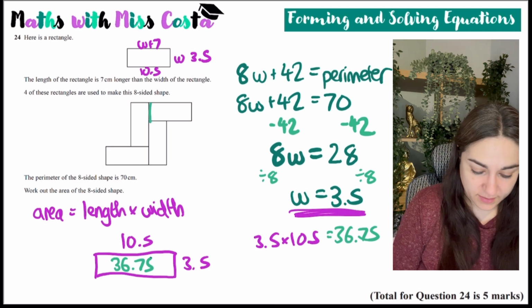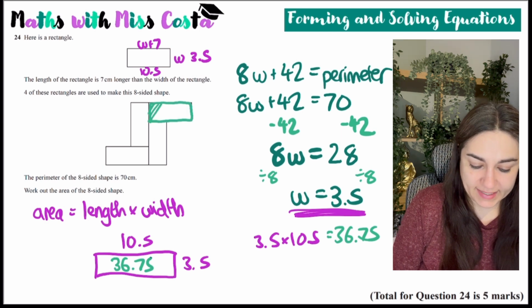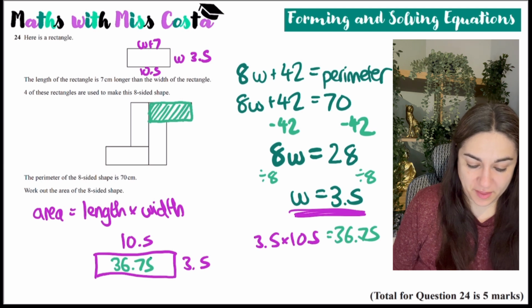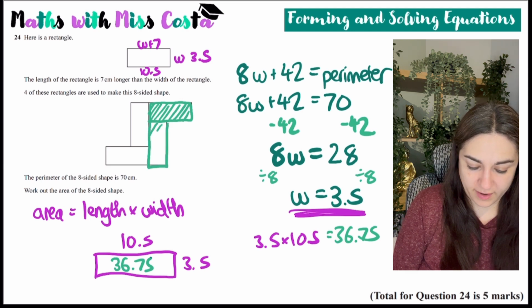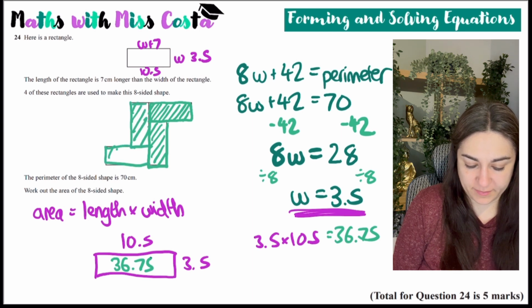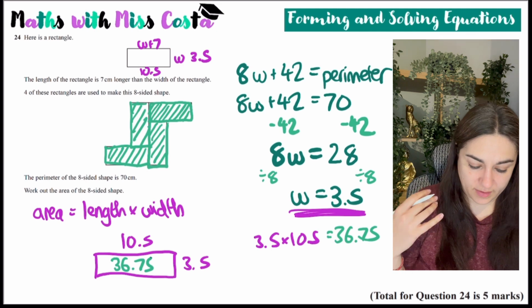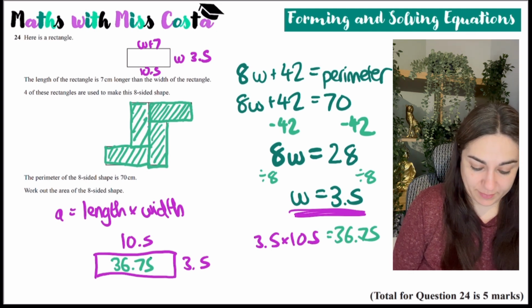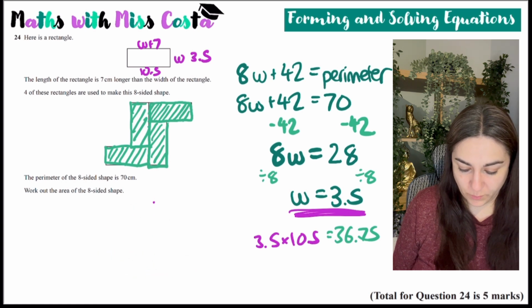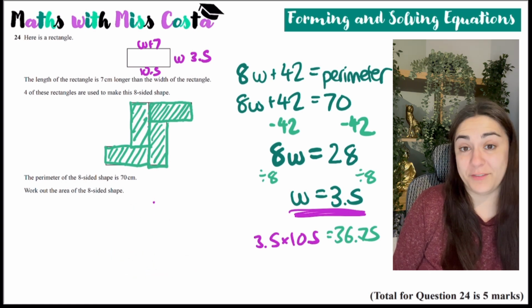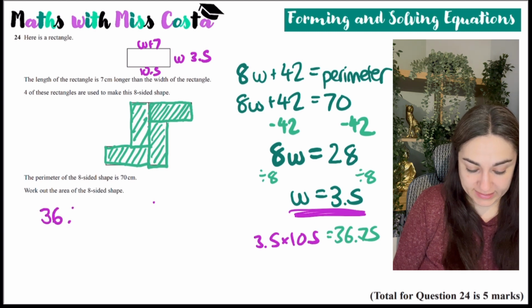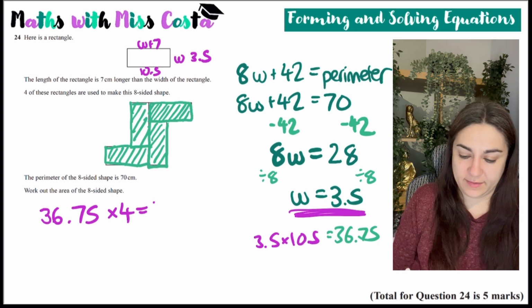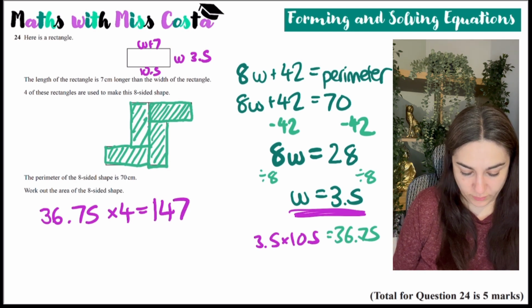Now with area, you're just literally working out the space that takes up inside the shape. So I know that that is going to be one lot of 36.75. That is going to be another lot. That is going to be another lot. And that is going to be another lot. Because I'm told that the 4 rectangles are equal. You're using the same rectangle. So all I'm going to do, once I've worked out the area of one, I have to multiply it by 4 because there's 4 lots of them. So I do 36.75 times by 4. And that would give me 147.